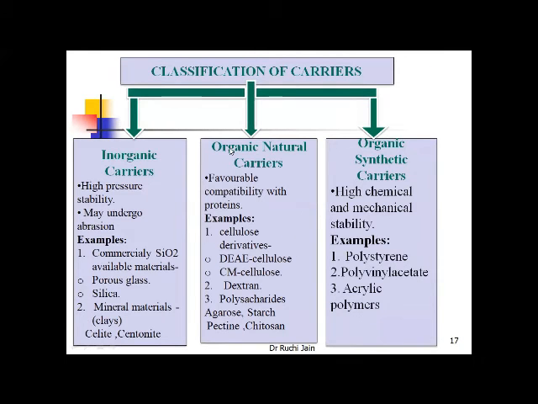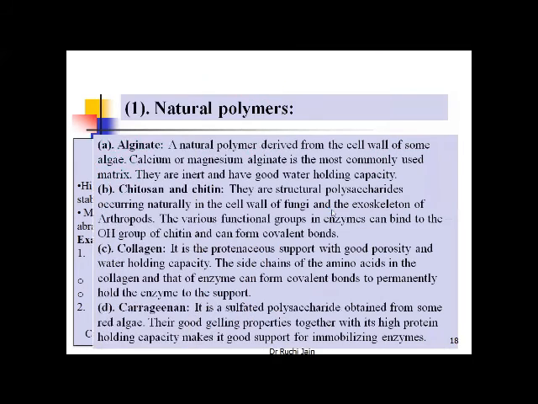There are further classifications of carriers: inorganic carriers, organic natural carriers, and organic synthetic carriers. Inorganic carriers may be silicon dioxide, porous glass, silica, silicate, and xanthonites. Organic natural carriers are cellulose derivatives, DEAE cellulose, CM cellulose, dextran, polysaccharide, agarose, starch, pectin, and chitosan. Organic synthetic carriers are polystyrene, polyvinyl acetate, and acrylic polymers. Like that, many carriers are there for use in immobilization of enzymes.